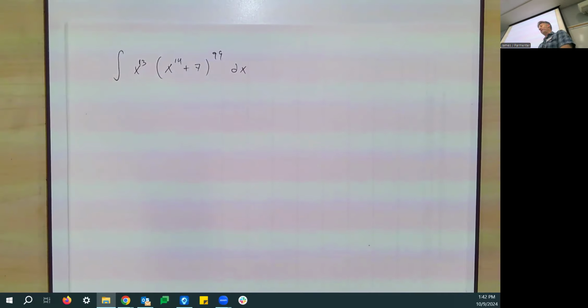While it is technically possible to multiply out x to the 14th plus 7 to the 99th power, you're going to get 100 terms, and it's going to take you forever. It's going to take me forever, right? At that point, you're using a computer, and if you're using a computer, you should just be using it to find the integral in the first place.